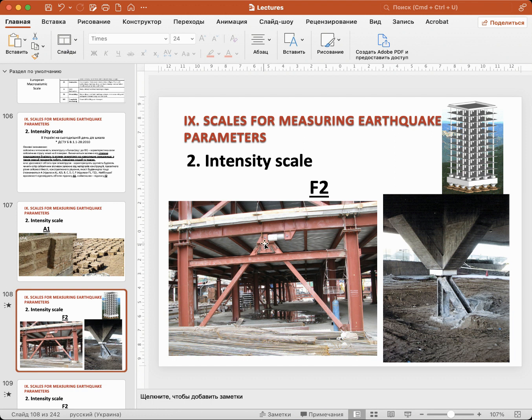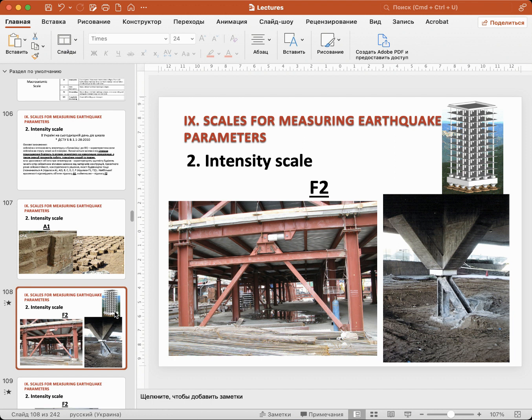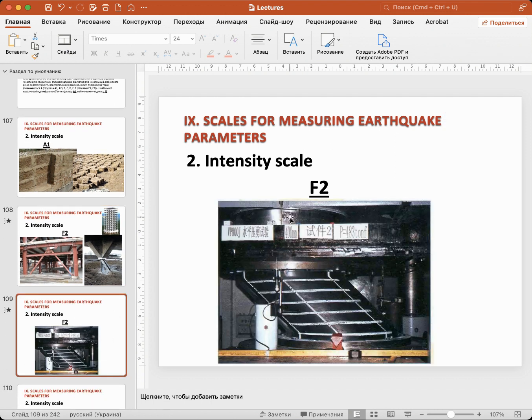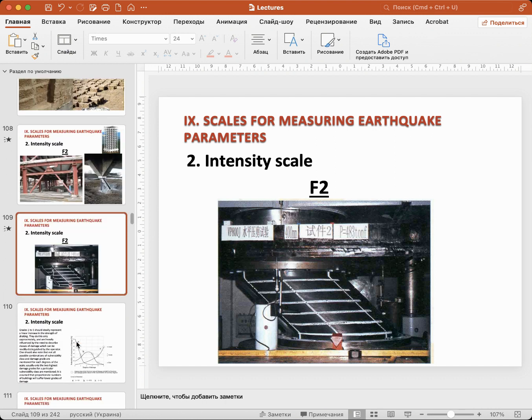And F2 is the most earthquake resistant structure. In F2 we have to include dampers or a base isolation system, which gives us the ability to regulate or decrease the earthquake impact. Here is one more base isolation system made of rubber-metal structural elements.